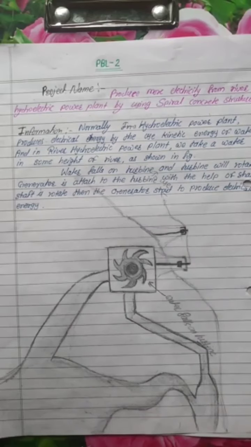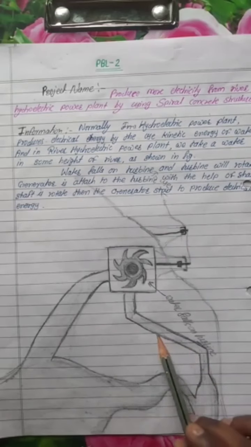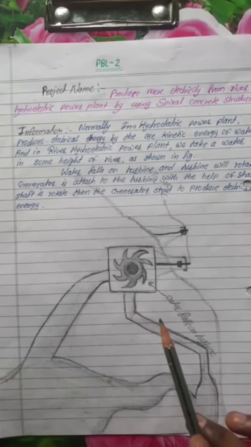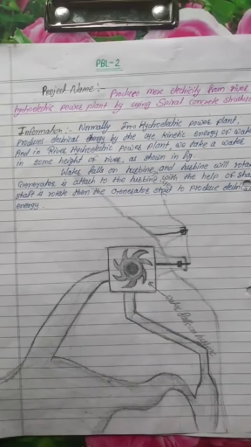present on the mountain. This is the path of the flow of the water towards the turbine. Water falls on the bucket of the turbine and the turbine attached to the shaft rotates. Generator and turbine are joined with the help of the shaft. The generator starts to generate electricity.